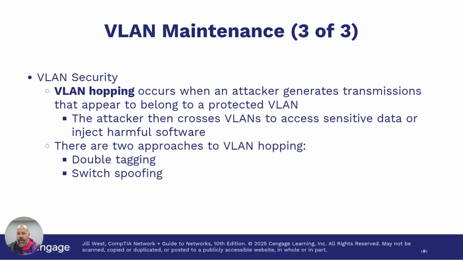So, VLAN security. VLAN hopping is an attack where someone generates transmissions that appear to belong to a protected VLAN, then crosses VLANs to access sensitive data or inject malware. It's like sneaking into a VIP area by wearing the right wristband. There are two approaches. Double tagging involves adding two VLAN tags to a frame so it gets forwarded to an unintended VLAN. Switch spoofing tricks the switch into thinking an attacker's computer is actually another switch, causing the switch port to become a trunk port that carries traffic for all VLANs.